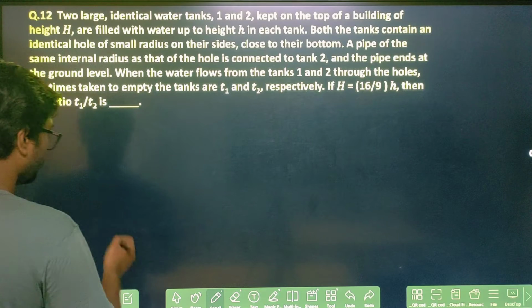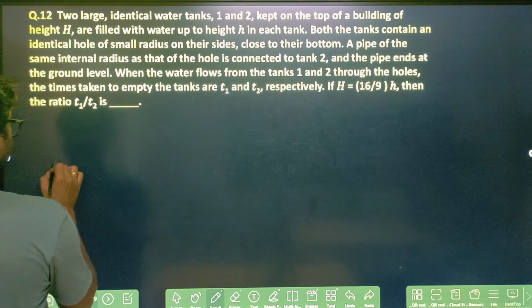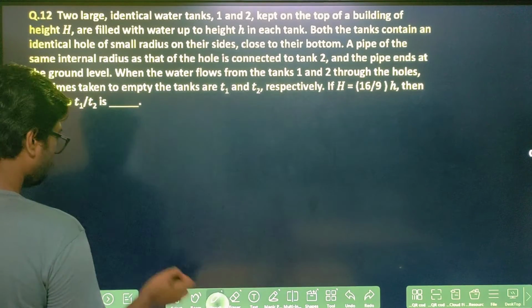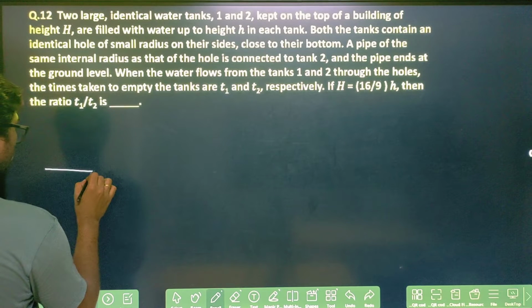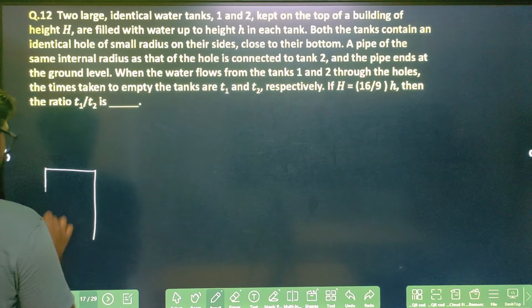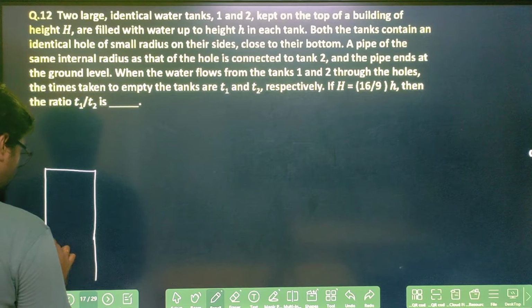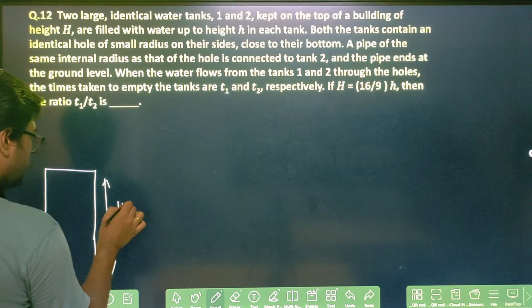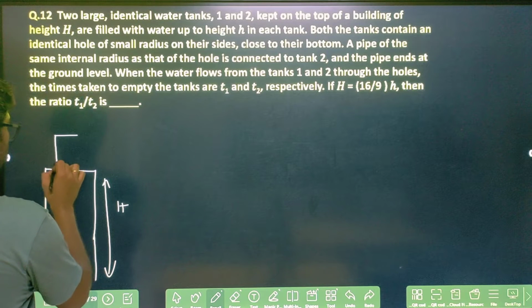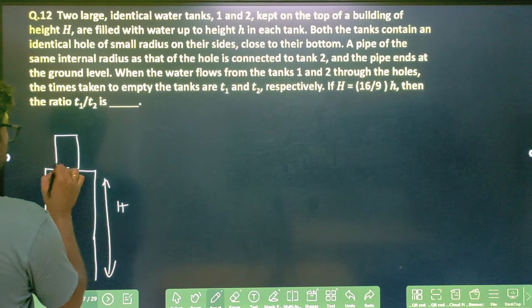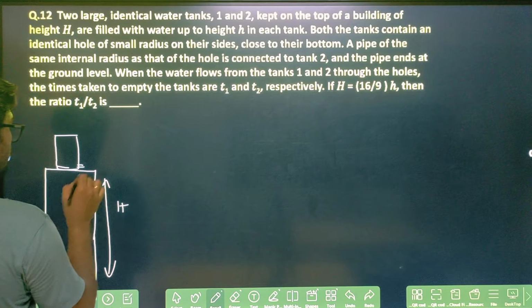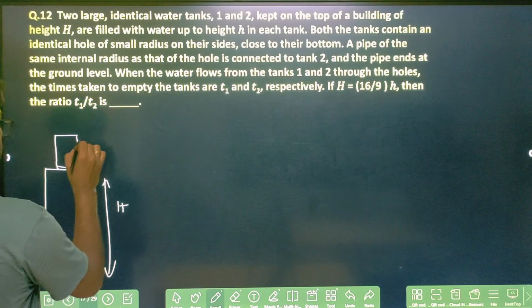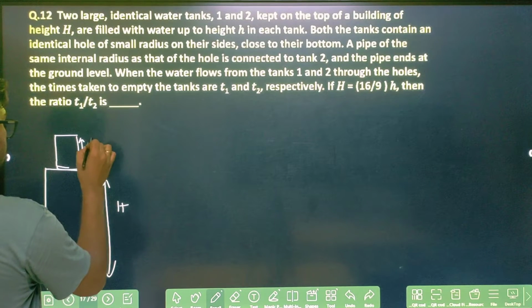So if I say this is a building of height h, and here is one water tank, and there is a hole from which the water is coming out, and here the height of water is small h.